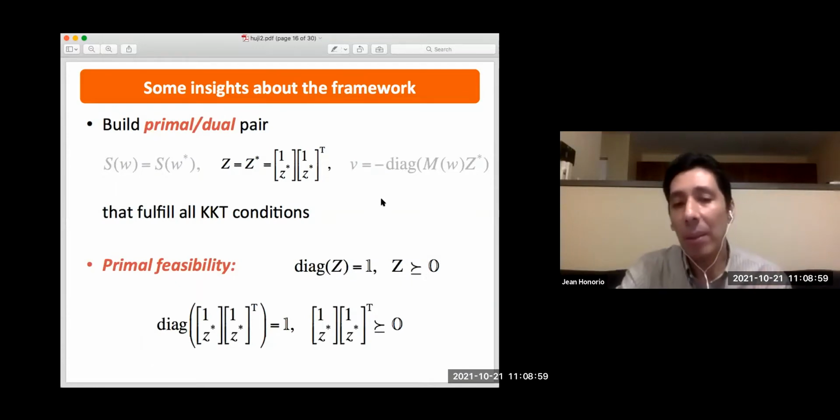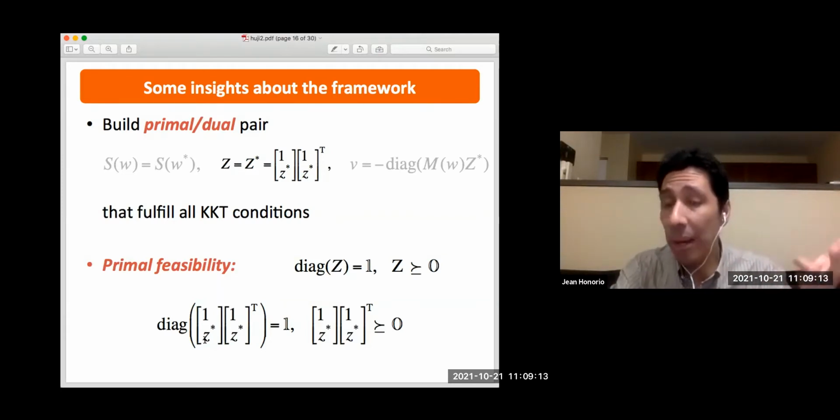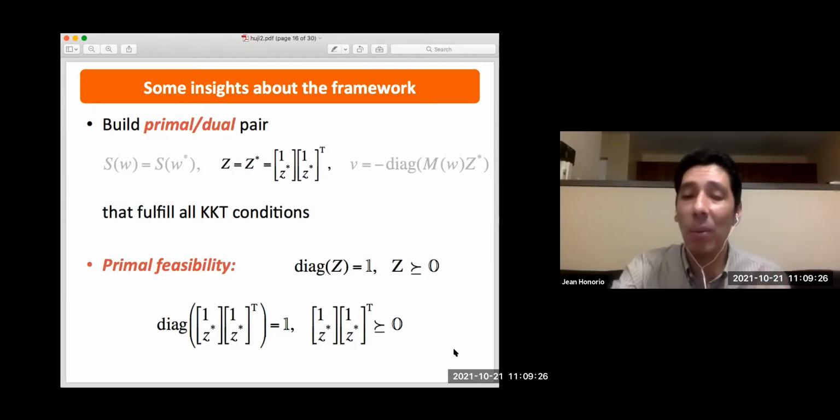So the first one, in primal feasibility, diagonal of Z is equal to vector of 1. C is positive semi-definite. If I plug C equal to C star into this rank 1 matrix that I have here, then you will notice that C star has +1s and -1s. And here I have 1, C1 star squared, C2 star squared. The diagonal of that matrix is a vector of 1s. And of course, that rank 1 matrix is positive semi-definite. So I am good so far. I am getting what I want. So let's go for the second condition.